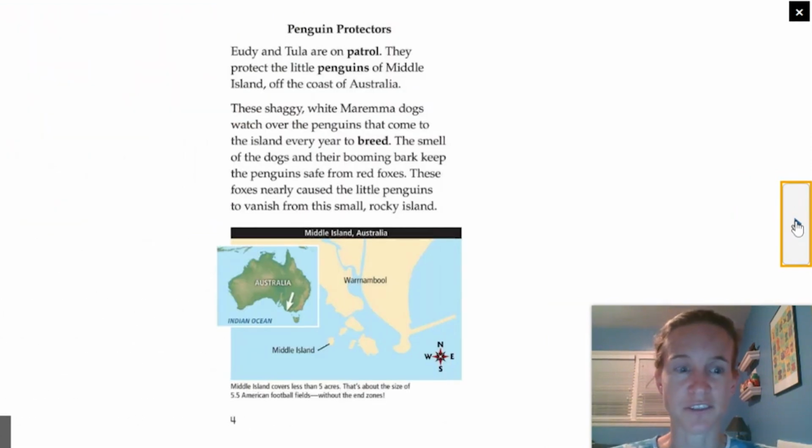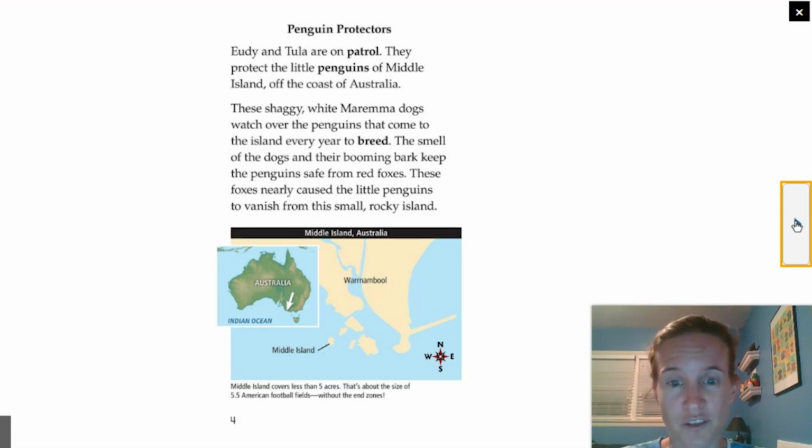Penguin Protectors. Yudi and Tula are on patrol. They protect the little penguins of Middle Island off the coast of Australia. These shaggy white Maremma dogs watch over the penguins that come to the island every year to breed. The smell of the dogs and their booming bark keep the penguins safe from red foxes. These foxes nearly cause the little penguins to vanish from this small rocky island.